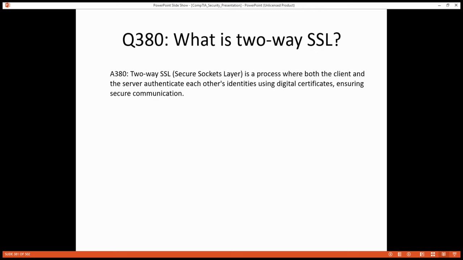Q380. What is two-way SSL? A380. Two-way SSL, Secure Sockets Layer, is a process where both the client and the server authenticate each other's identities using digital certificates, ensuring secure communication.